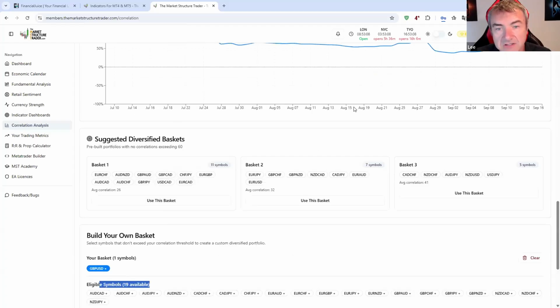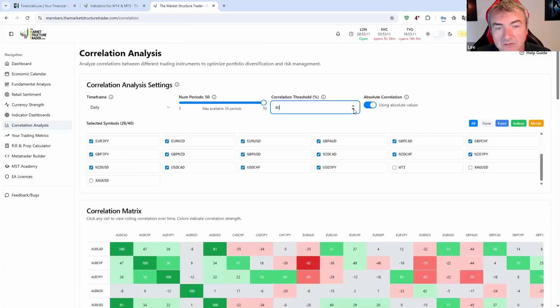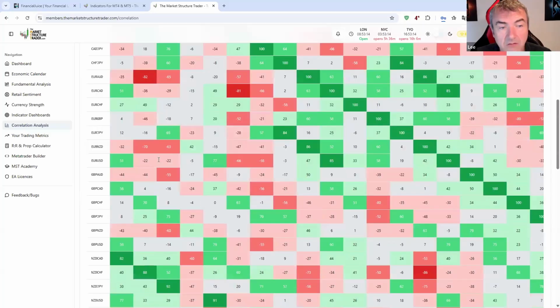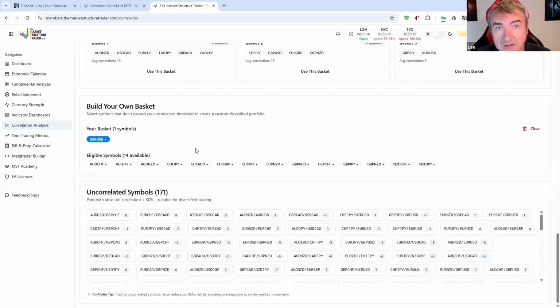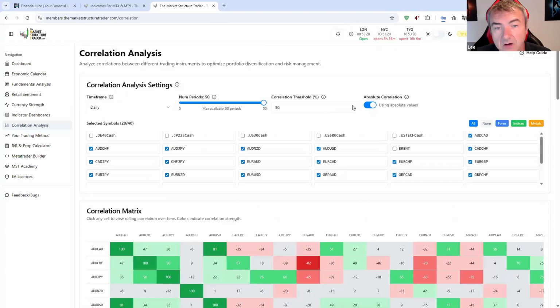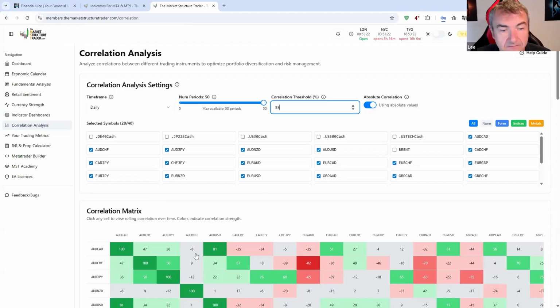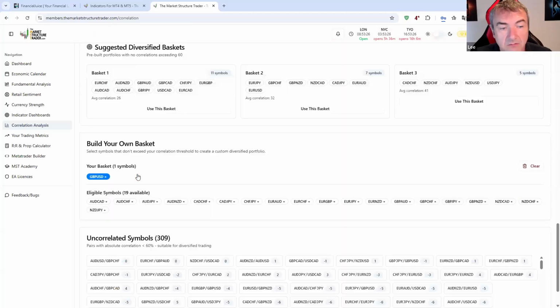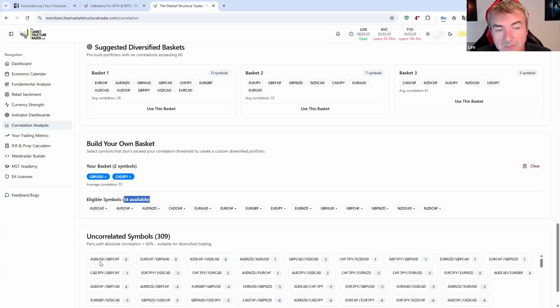If I now go up here and change this to 35 or to 30, for example, I now have 14 symbols available to me. So it will change dependent on how correlated you are happy to have your symbols. So I've got 19 available to me now. If I'm going to add in, say, a yen pair, I'm going to trade the CAD yen. I've now got 14 symbols available to add.